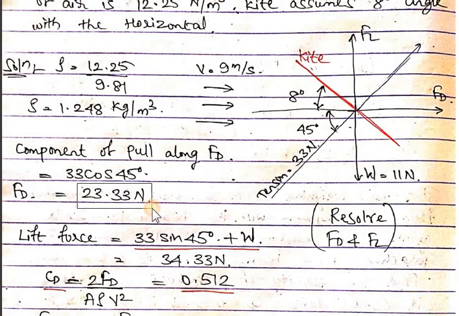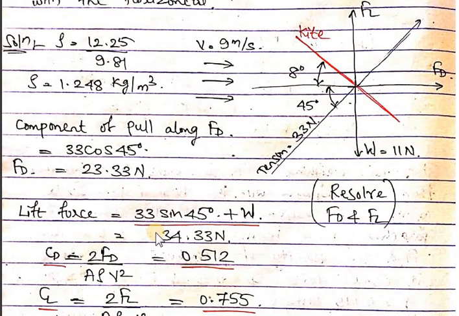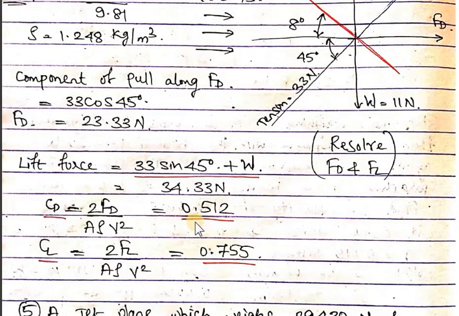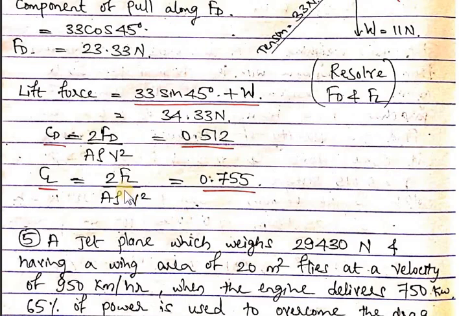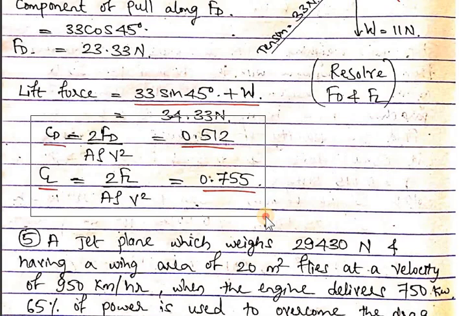Then the lift force is in the vertical direction upside. It has to overcome the load as well as lift the body. So in such a condition, they have taken the resolution of the force in the vertical upward direction, that is 33 sin 45 plus the weight of the body. That comes to a lift force of 34.33 newtons. By these two forces, drag force and lift force, we inversely find the coefficient of drag and coefficient of lift, as written here, 2FD by A rho V square. Once you substitute these values, one can find out the CD and CL values.